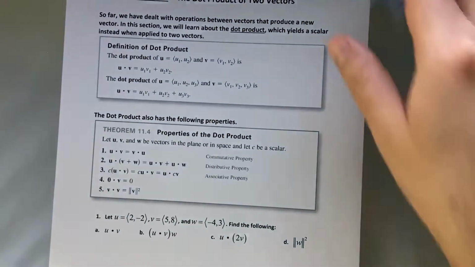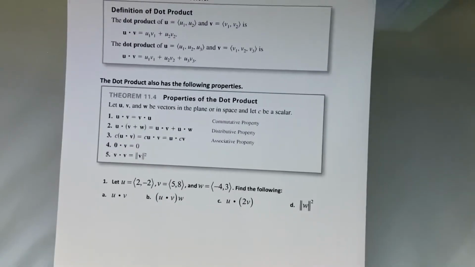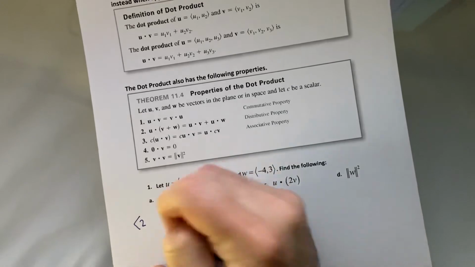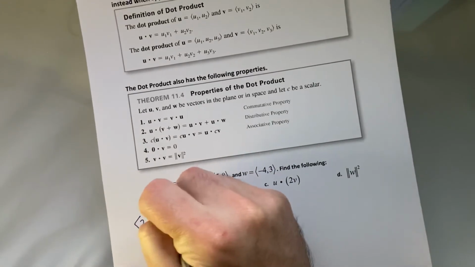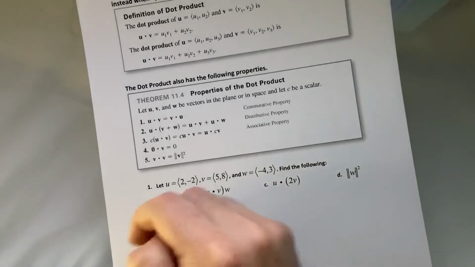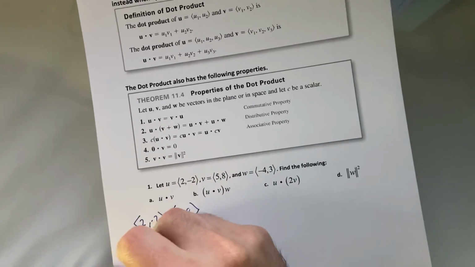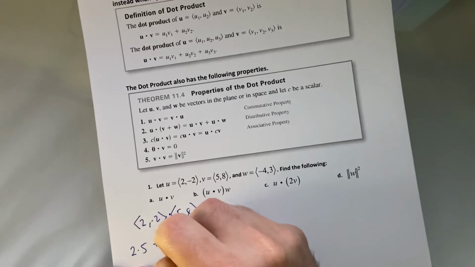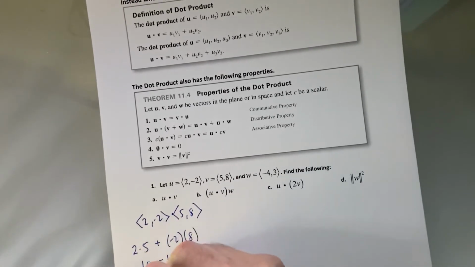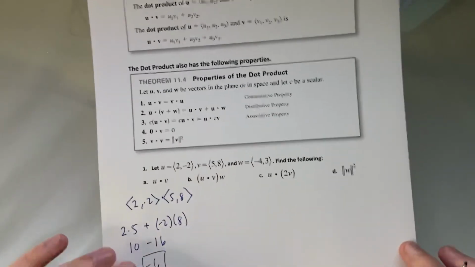So let's just do some basics. If u is the vector 2, -2, v is 5, 8, and w is -4, 3, find the following. U dot v. So you multiply the first two terms, 2 times 5 plus -2 times 8, that would be 10 minus 16, which is -6.